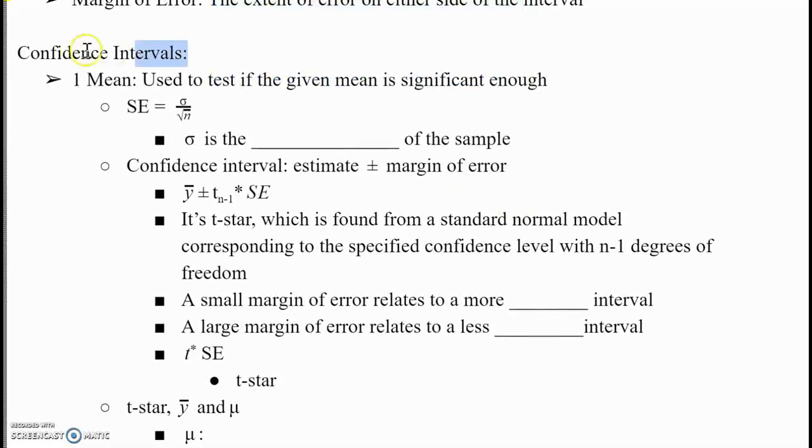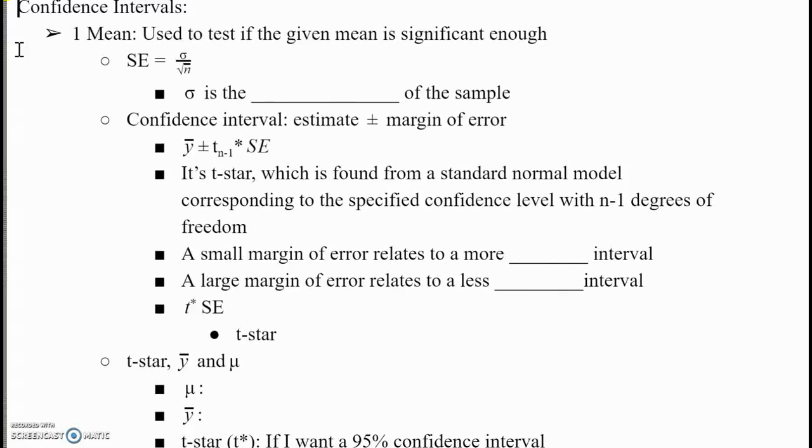Now we'll look at confidence intervals. Confidence intervals for one mean, or confidence intervals in general, are used to test if the mean is significant enough. In the previous unit, I talked about standard error. In this unit, we will also talk about standard error, but this time it has this first symbol divided by the square root of n, where n is the number of trials. Now, what is this symbol?